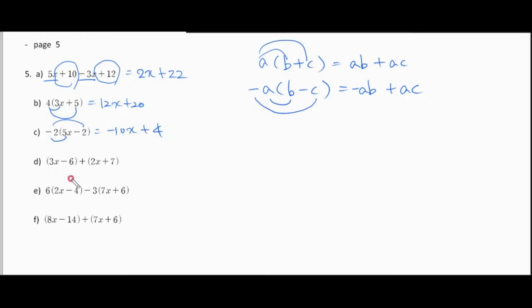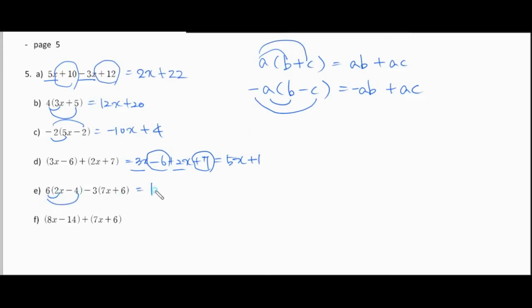So let's just see right now. Let's expand out those parentheses. Then 3x minus 6 plus 2x plus 7. And x with the x, it will be 5x. And number with the numbers, minus 6, positive 7, that will be positive 1. And this is the fifth one.